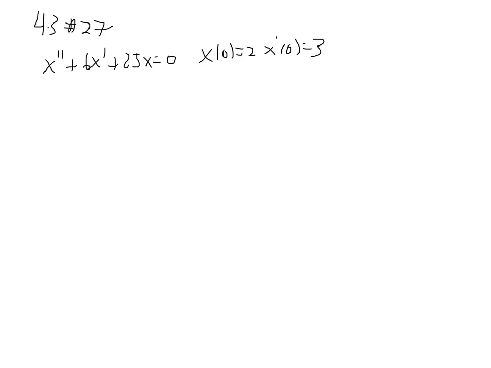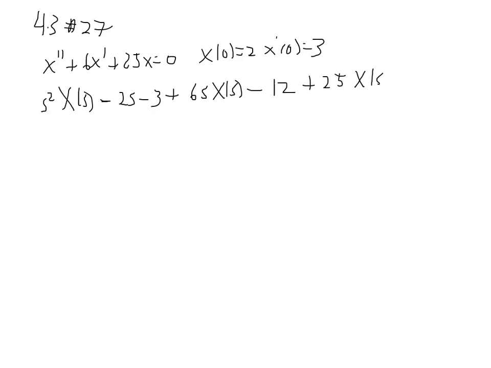Alright, this one. We have to use our theorem. So this is s squared capital X minus, it's going to be s times the original function, so that's 2s, minus the derivative, that's 3, plus this one's going to be 6s X of s, minus 6 times 2 is 12, plus 25 capital X equals 0.